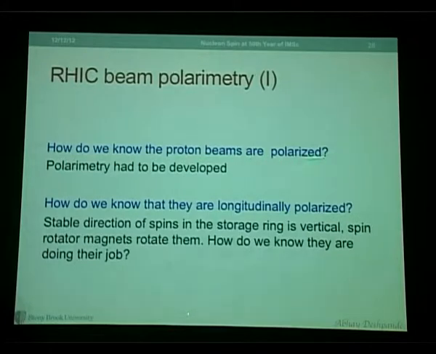So how do we know that the proton beams are polarized? And how do we know that they're longitudinally polarized or transversely polarized when they collide?